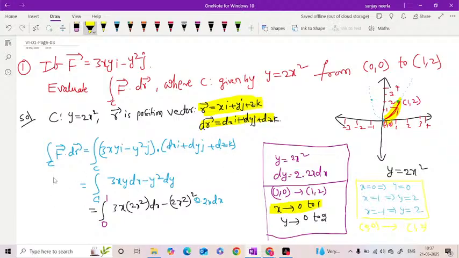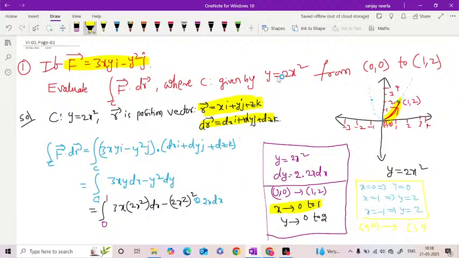The given question is the integral of f dot dr, which is the dot product of these two vectors. So already this is the f vector and this is the dr. After solving, here we will get the integral of 3xy dx minus y square dy. So this is the line integral. That means it is only a single integral, but to solve the problem you have to change the total in terms of either the x variable or the y variable.